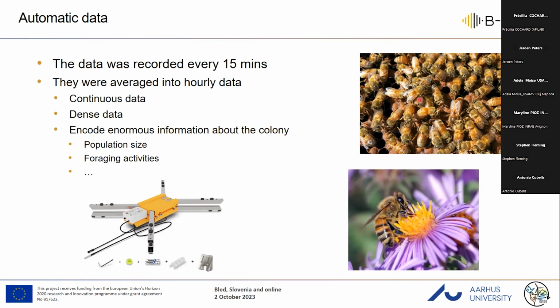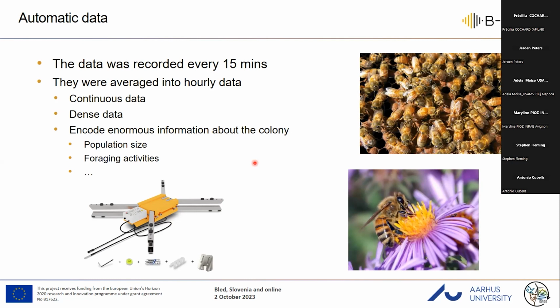For the automatic data, the first difference to the inspection data is that it is continuous data. After we install the hive, we can always get the data if the internet connection is good, so it's a very dense data. And also it can encode enormous information about the colony development. For example, the population size can change the weight, right? If we have a large population size, the weight is larger. If we don't have many bees in the colony, of course, the weight could be very small.